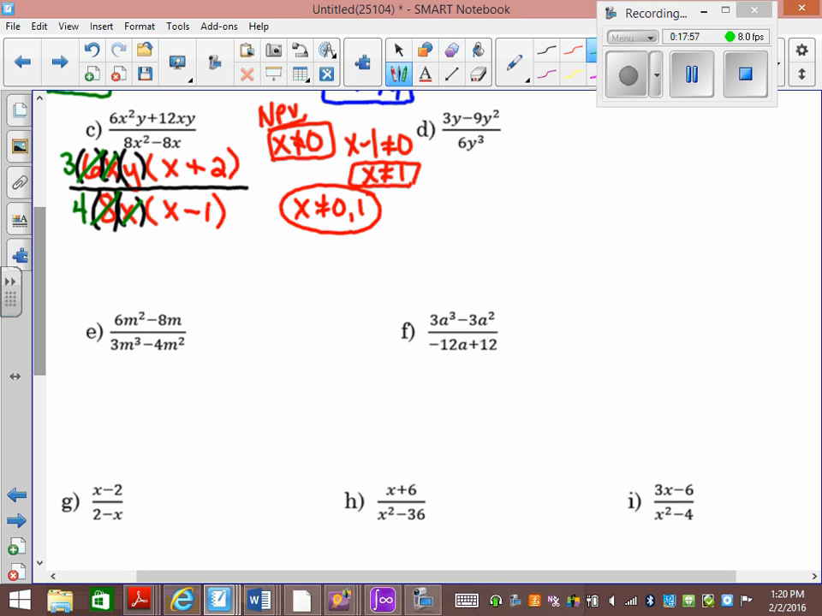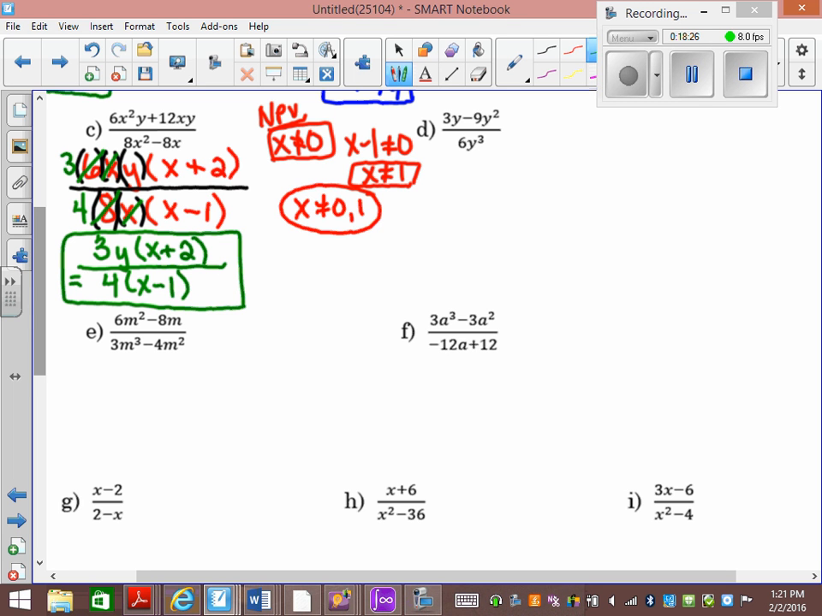So on the top, there's nothing more that I can take out of the bottom. So I'm left with 3 times 1 times 1 times y times x plus 2. So it'd be 3y times x plus 2. And if you want to keep those 3 and y in their own brackets, that's fine. But for the final answer, you don't have to. And then 4 times 1 times 1 times x minus 1 is 4 times x minus 1. And that is as nice as it gets. It's not going to get any prettier than that.